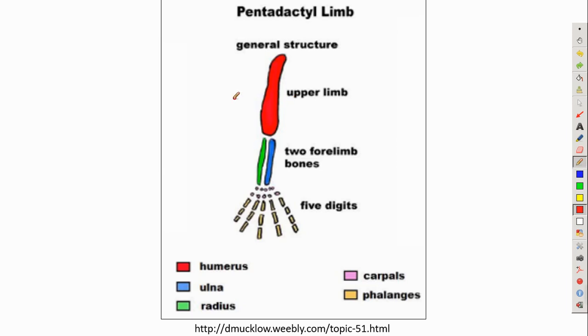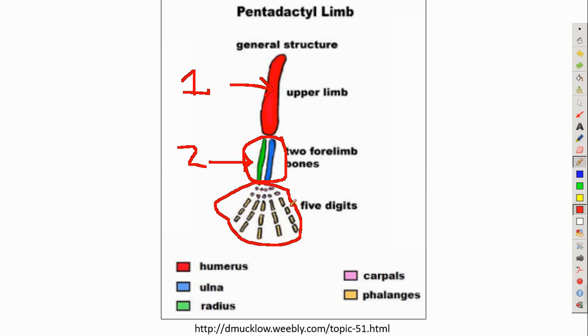You have first one bone, then you have 2 bones, and then you have a set of bones, between 10 and 20 perhaps. The pentadactyl limb will always be organized in the same way: 1 bone, then 2 bones, and then a set of bones. If you have this organization, then you have a pentadactyl limb, meaning that you've probably inherited this organization from a common ancestor.